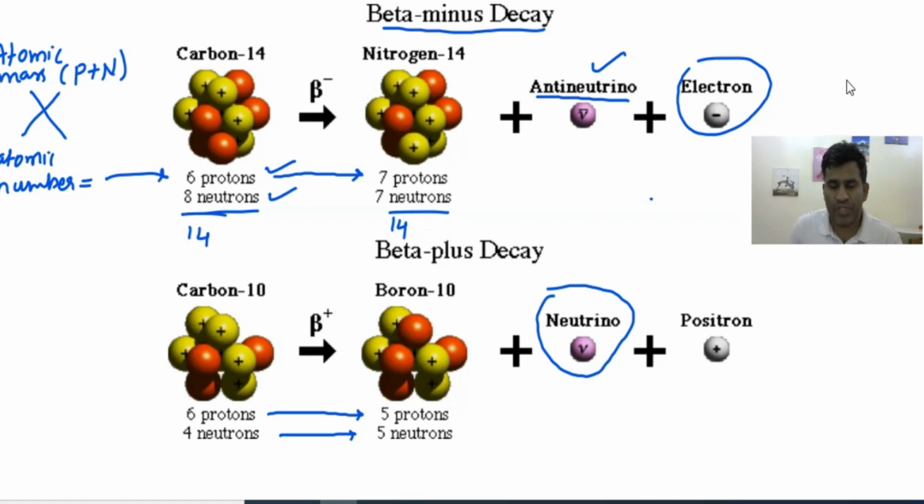The electron in the beta minus decay will also be written as beta minus, or sometimes it will be written as an electron with its nuclear number 0 and its charge -1. So they may use this notation for the electron. It doesn't mean anything different, they are representing the electron.